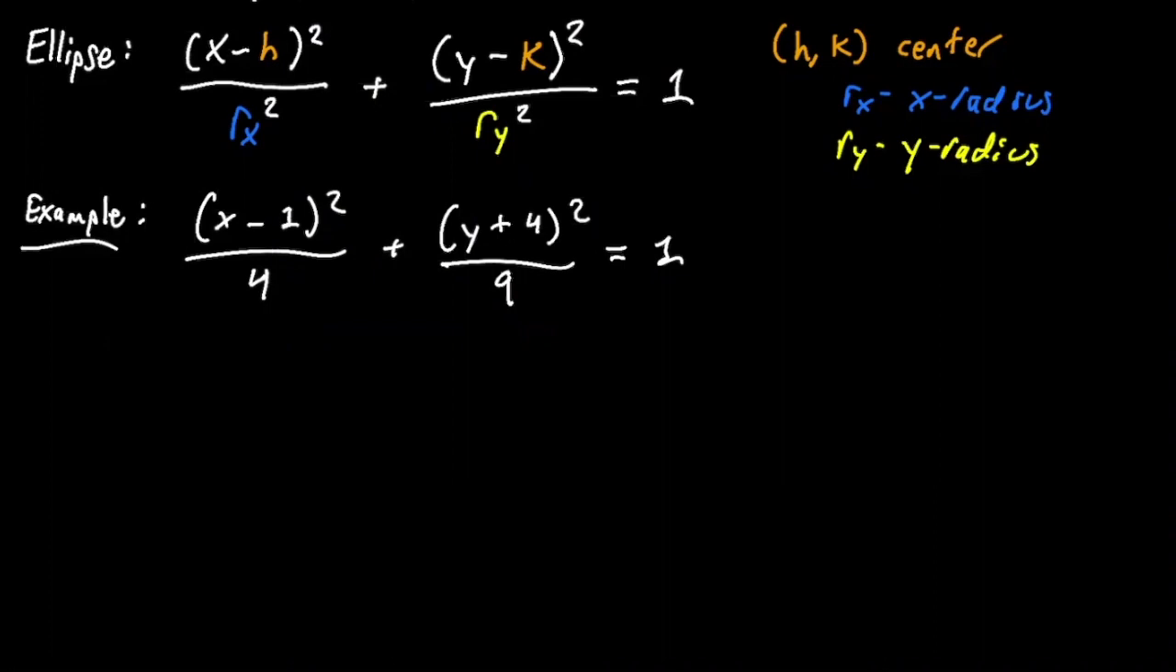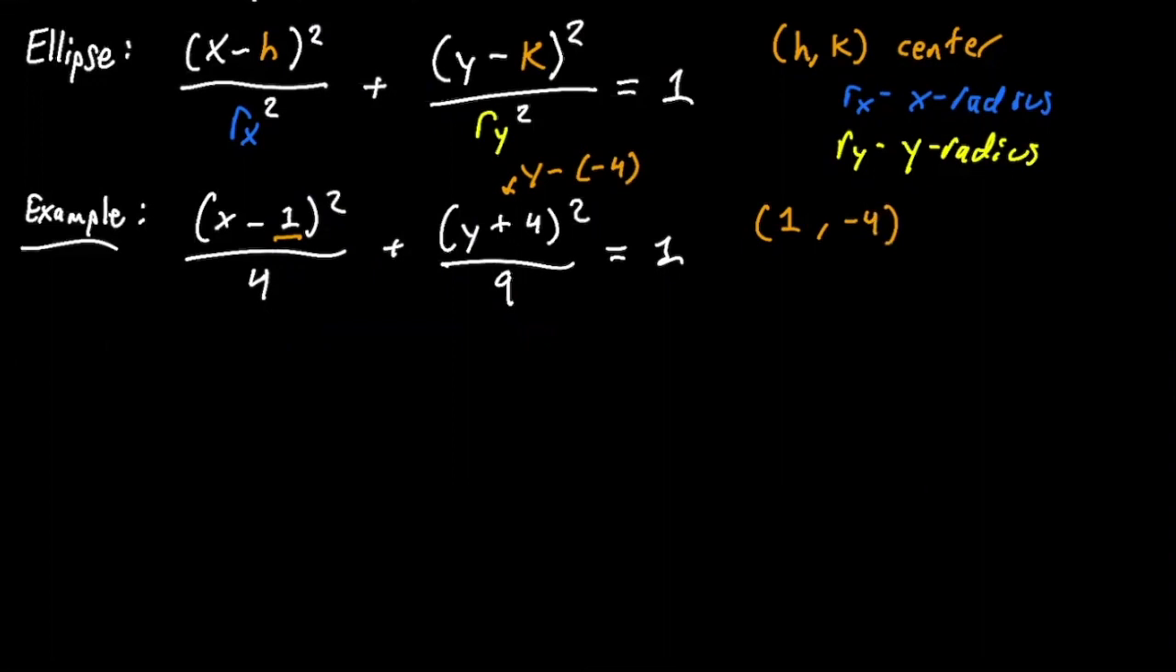Starting off, our center is going to be h comma k, and we're subtracting h, so we have x minus 1. So h is 1, and then y plus 4, we can rewrite as y minus negative 4. So the number we're subtracting is negative 4, or it's the opposite. So 1, negative 4 is our center here.